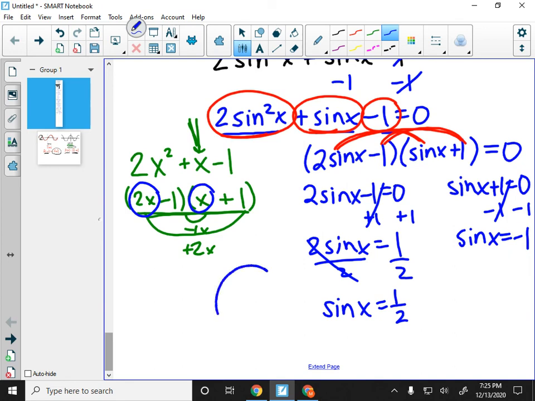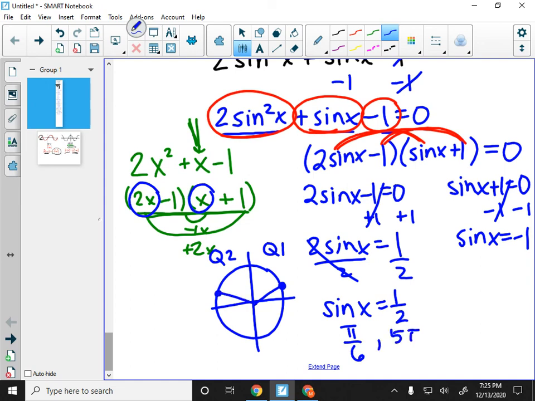This first one is really saying where on my unit circle are all of my y values that have a positive 1/2. Well, a positive y value would be up in either quadrant 1 or quadrant 2. Sine of 1/2, if you look on your unit circle, that should be right here at pi over 6 or right here at 5 pi over 6. This next one is saying where is my sine -1? Sine, remember, is my y value. My y value is -1. Down here, there's only one place, and that'd be at 3 pi over 2.